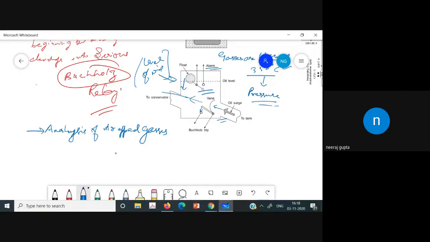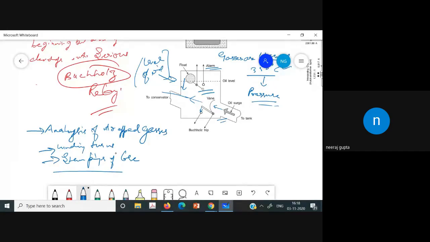This is because of the insulation between the winding turns, and then we have the insulation between the stampings of the core. They, and any other fault, will liberate different types of gases when they are heated due to the fault. So the presence of these gases is a signature of the particular type of damage that is taking place.